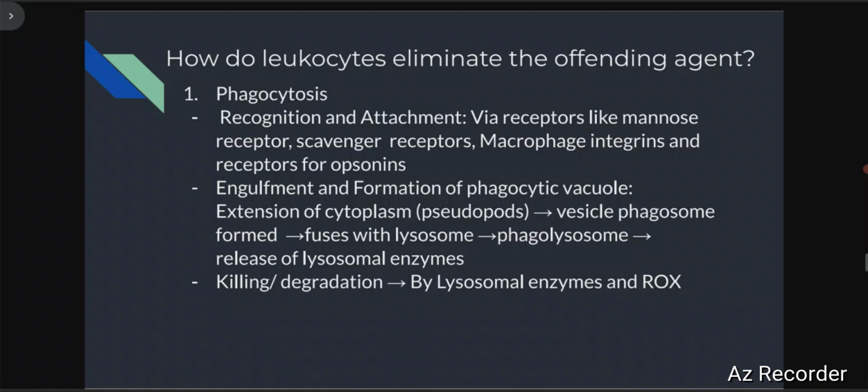So how does a phagocyte recognize and attach any offending agent on its surface? Via a certain kind of receptors. With the help of these receptors, phagocytes recognize and attach the offending agent. The receptors are mannose receptors, like scavenger receptors. Macrophage integrins also function for recognition and attachment of offending agent, and there are receptors for opsonins.